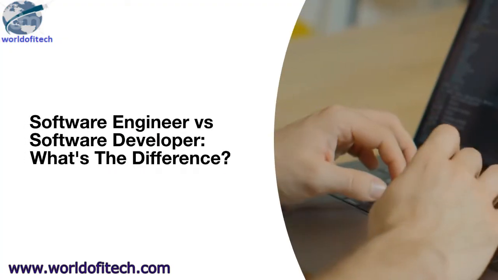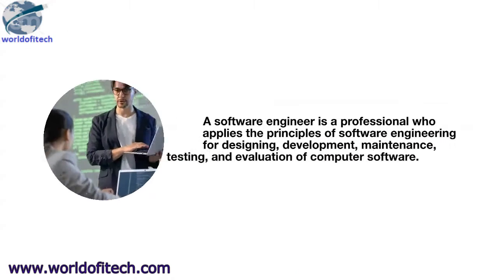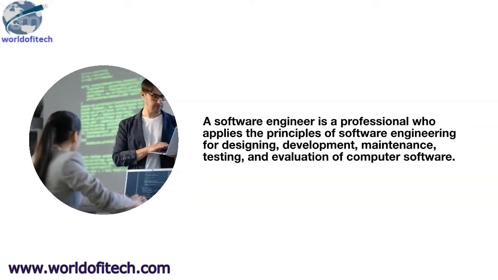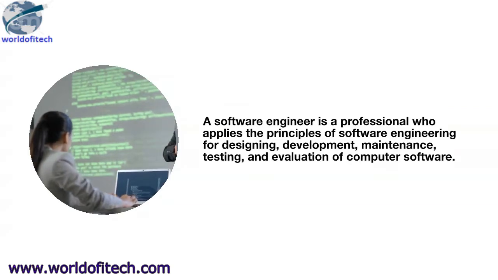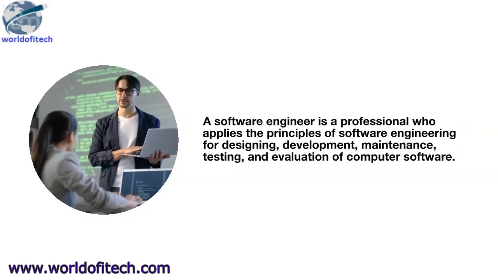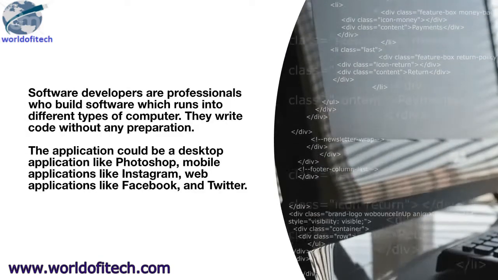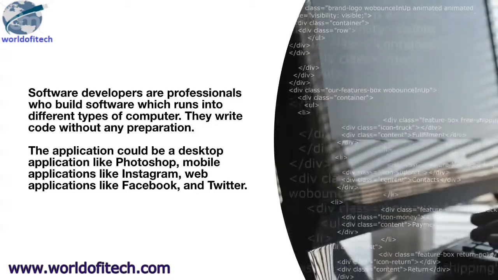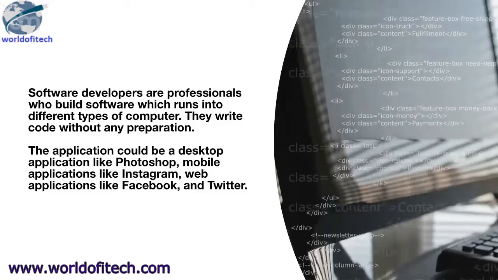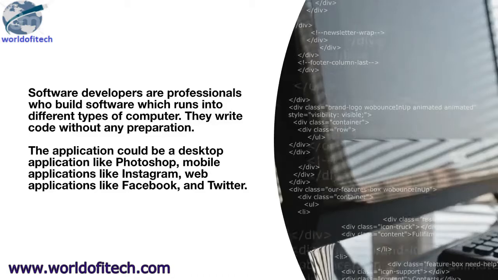Software engineer versus software developer. What's the difference? What is a software engineer? A software engineer is a professional who applies the principles of software engineering for designing, development, maintenance, testing, and evaluation of computer software. What is a software developer? Software developers are professionals who build software which runs on different types of computers. They write code without any preparation. The application could be a desktop application like Photoshop, mobile applications like Instagram, or web applications like Facebook and Twitter.